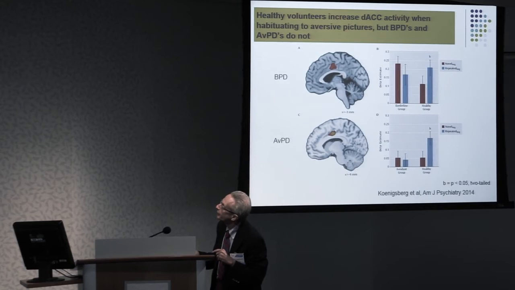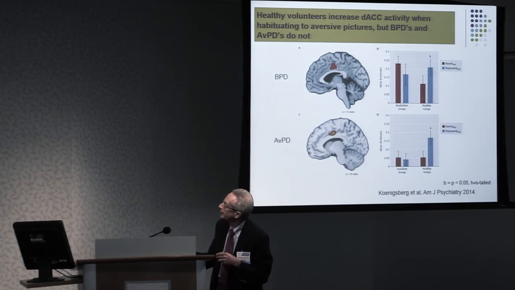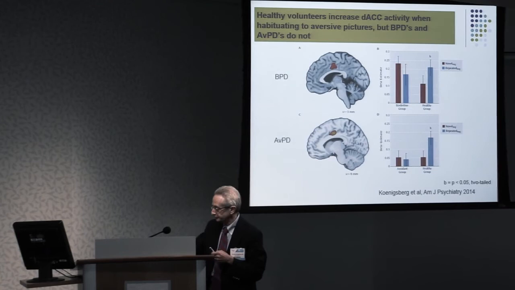The borderlines don't. We also included avoidance as a psychopathological control group, and the avoidance also don't bring this area on very much, but the healthies do.